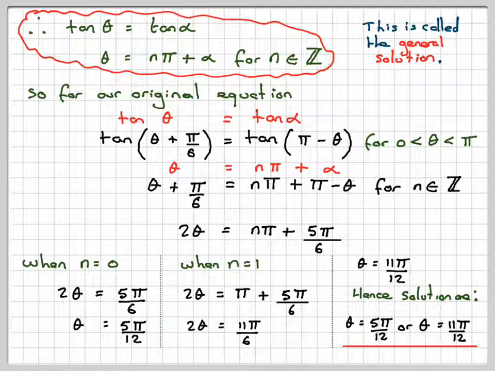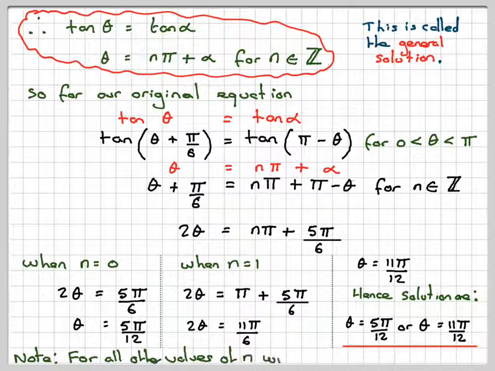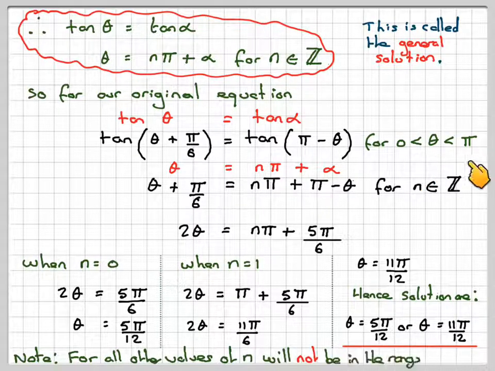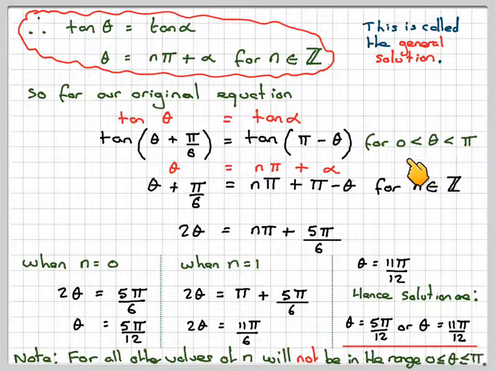Now, if we try other values of n, and we could do this, for all other values of n the angles will fall out of this range, and therefore they are not solutions. Okay, so this has been a video to show you how to solve equations of the type tan theta = tan alpha by using what's known as the general solution. I hope you've understood, and I thank you very much for watching.